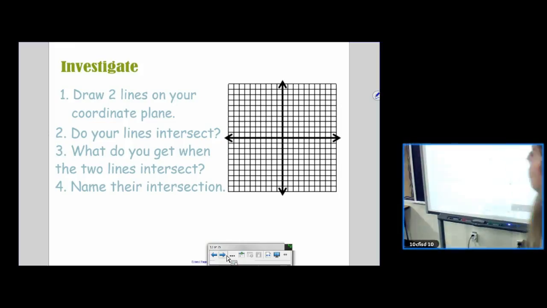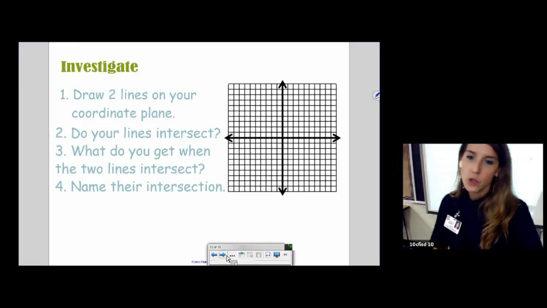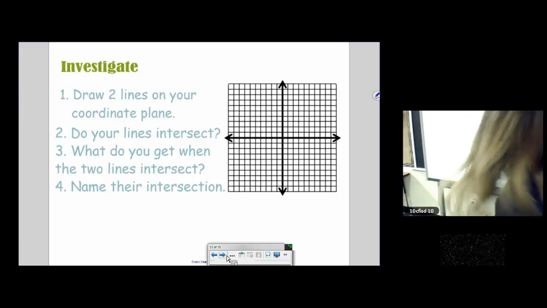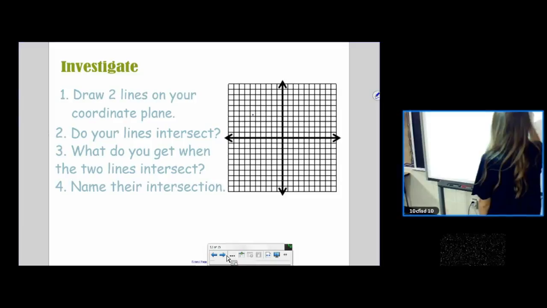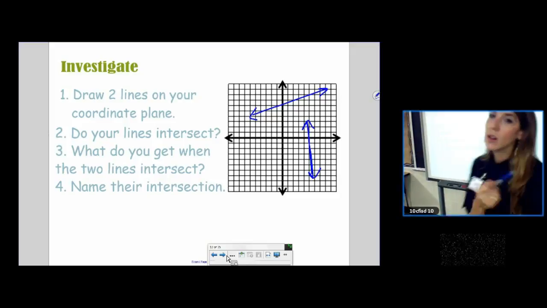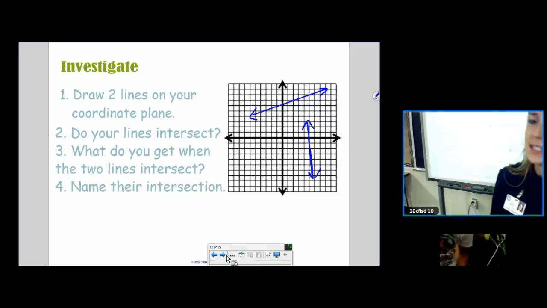All right, sketch a new coordinate plane real quick. Draw any 2 lines you want. Draw me 2 lines on your coordinate plane. Go. Okay, you drew any 2 lines you wanted on your coordinate plane. Did your lines, yes or no, did your lines intersect? What about my lines up here? Do my lines intersect?